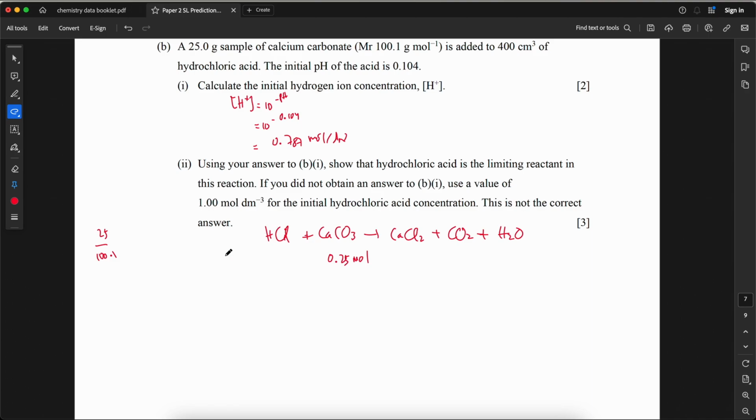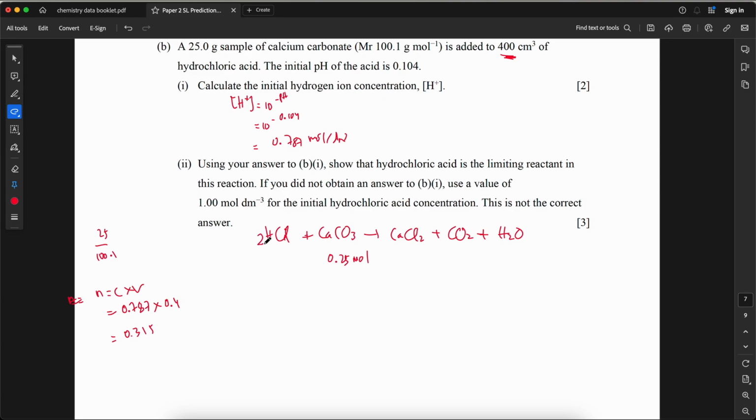And for HCl, it's n equals C times V. So C is 0.787. Okay, this is the concentration of hydrochloric acid. So 0.787 times volume, which is 400 centimeter cube, times 0.4, and that would be 0.315.